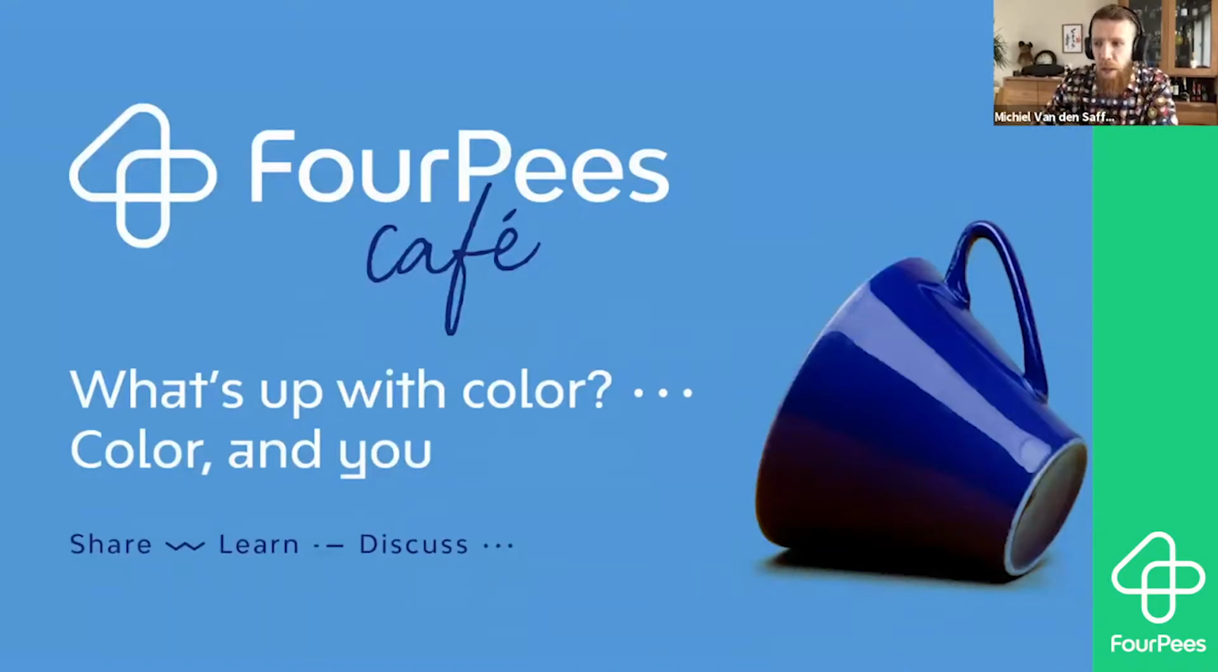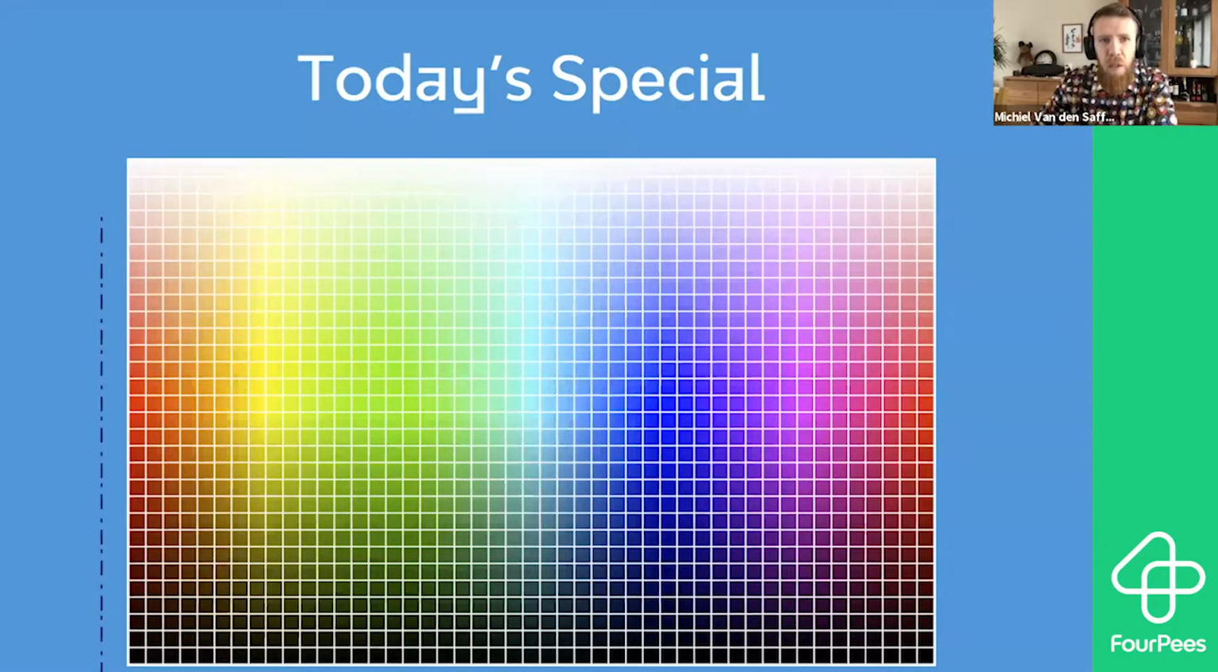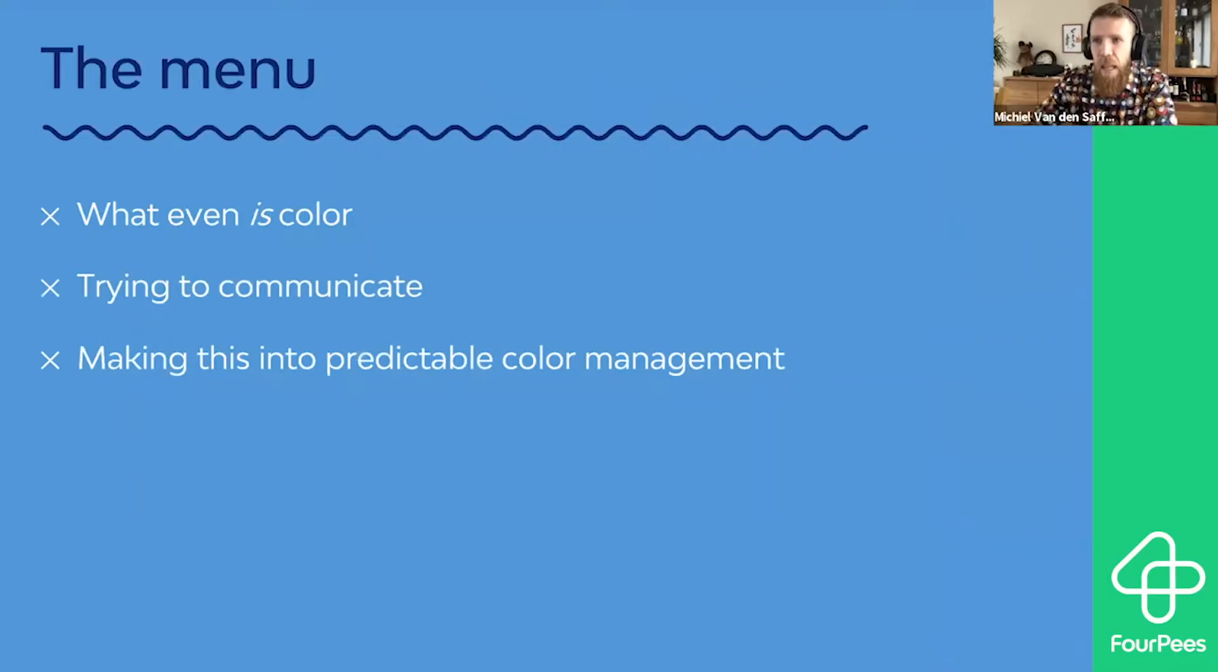So, color and hue. The last time we're going to see this wonderful intro slide. And this is what we have seen so far. We started this series off by looking at what color really is. Then we talked about communication about color. And now we're going to use the information we learned to make it into color management.